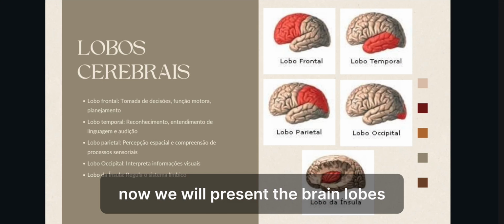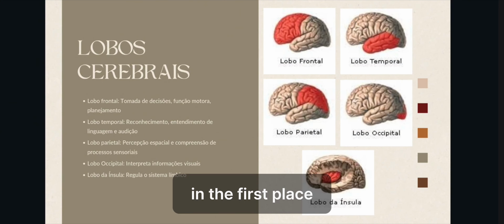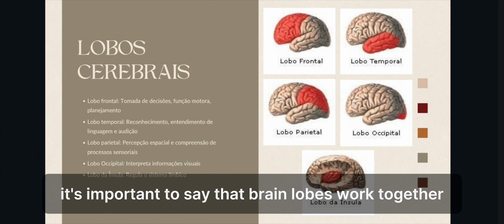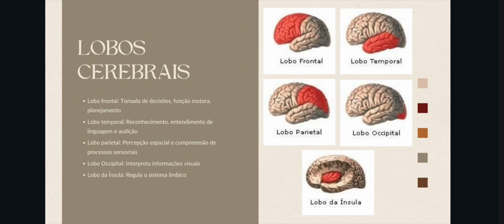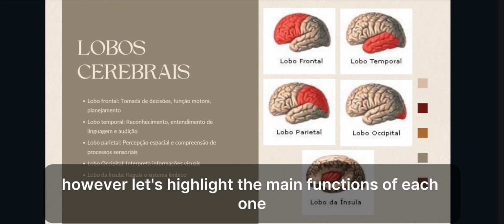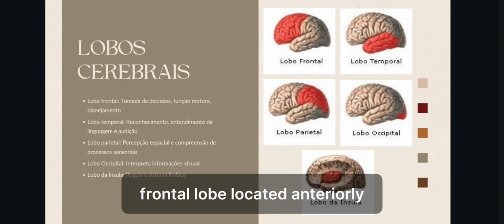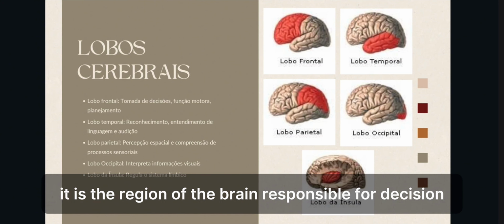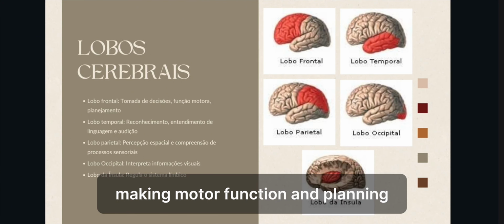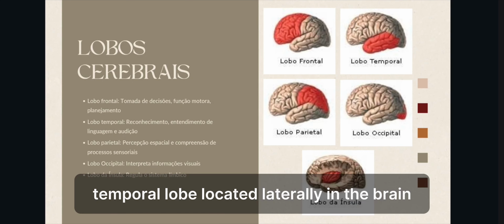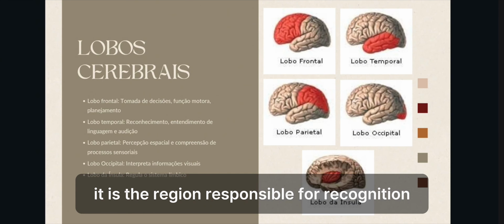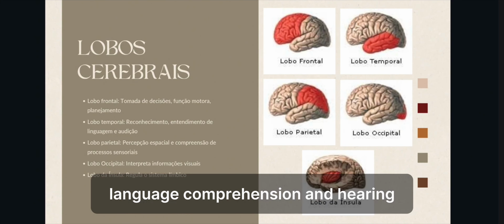Now we will present the brain lobes. In the first place, it's important to say that brain lobes work together and have several common functions. However, let's highlight the main functions of each one. Frontal lobe. Located anteriorly, it is the region of the brain responsible for decision making, motor function, and planning. Temporal lobe. Located laterally in the brain, it is the region responsible for recognition, language comprehension, and hearing.